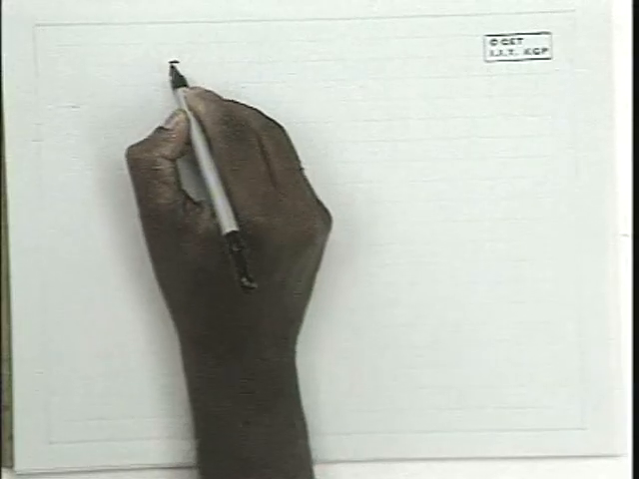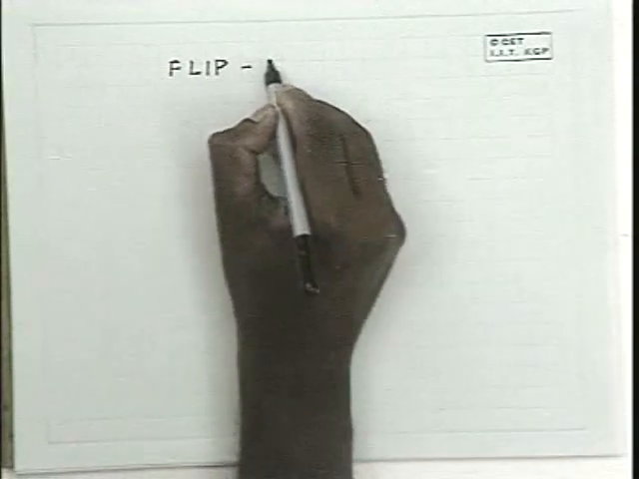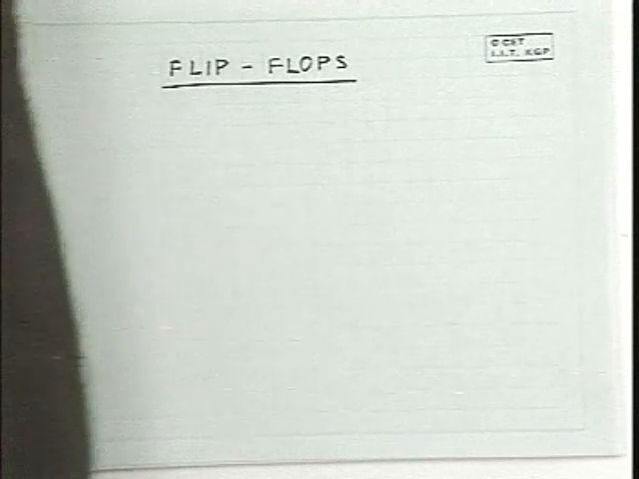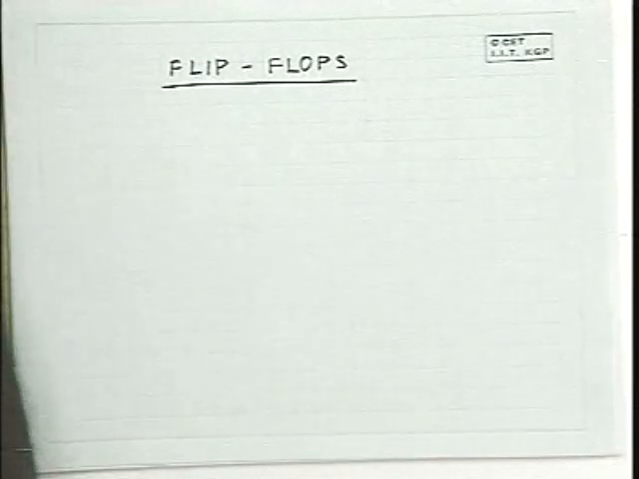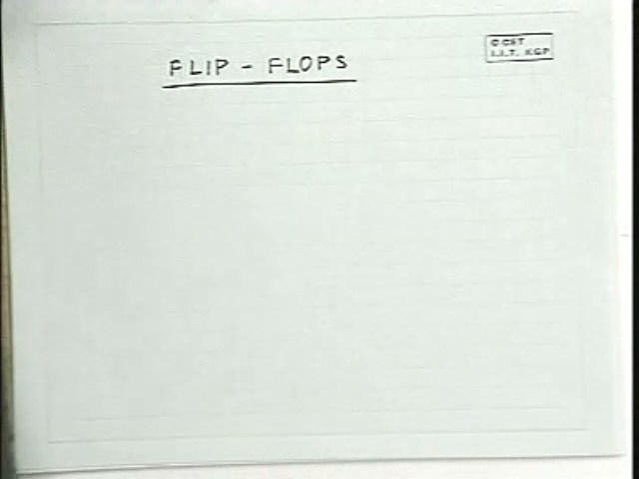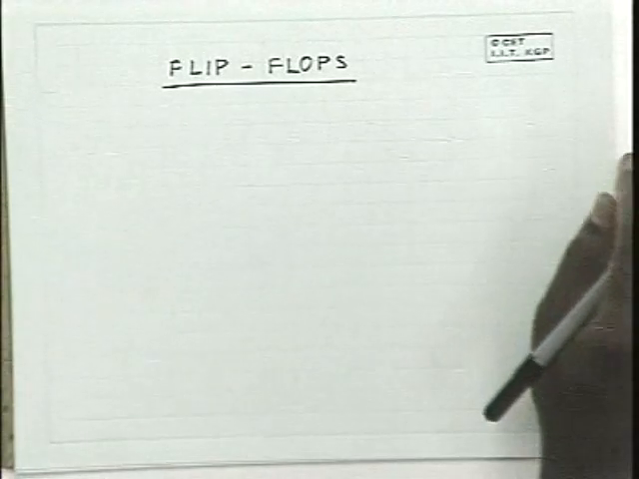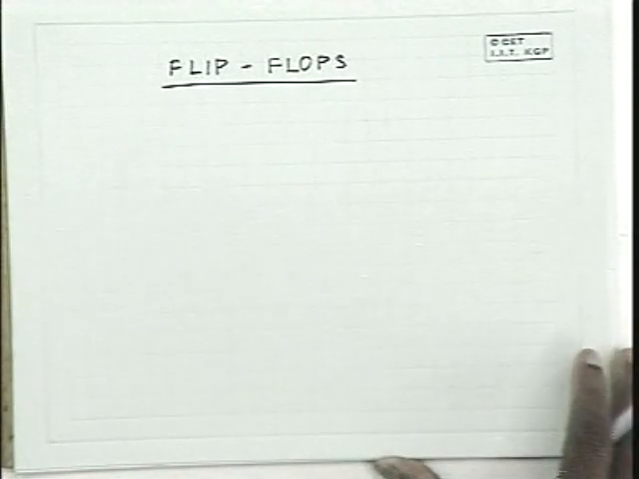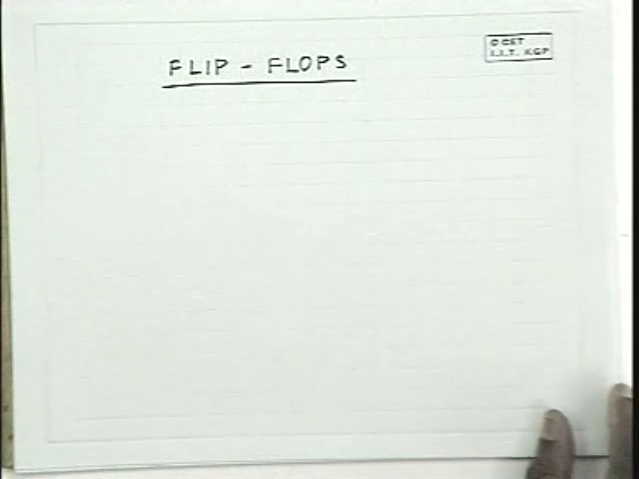Having discussed the realizations of gates, we shall proceed with the discussion on flip-flops. As the name indicates, flip-flops do flip and flop between two states. So these are sequential circuits and they can be used as semiconductor memories.